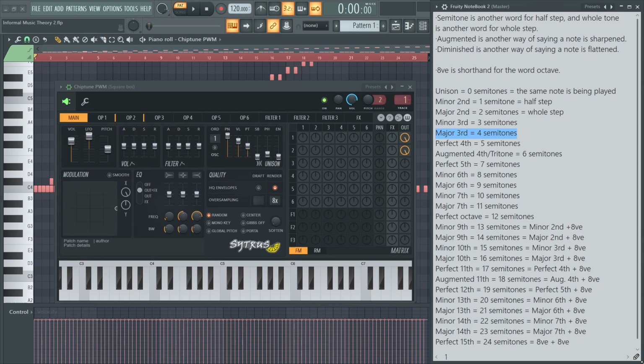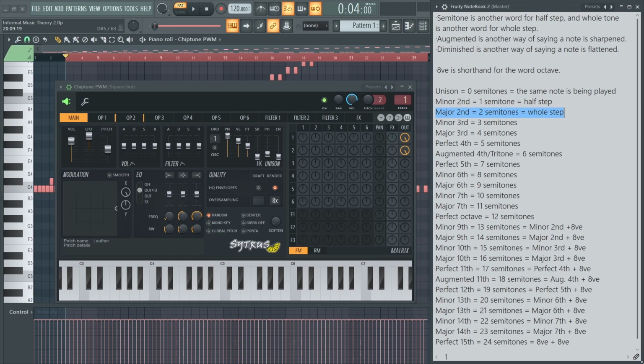Okay, so before we get into any further examples, I just want to show you all the intervals first. So what I'm going to do is just highlight the interval and then play it. Just pay attention to the keyboard because that's what we really need to focus on. Okay, so here's unison, which is 0 semitones, which also means that the same note is being played. Here's a minor second, which is just 1 semitone, also known as a half step.